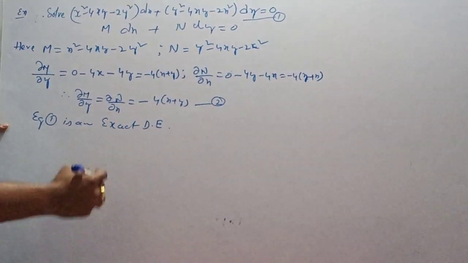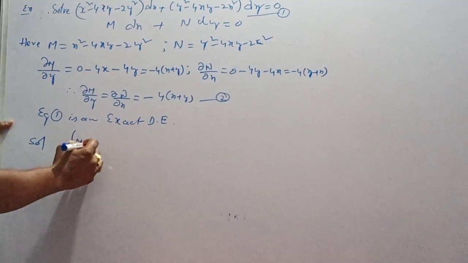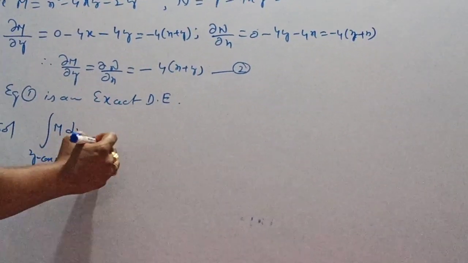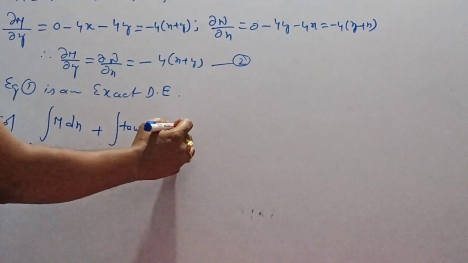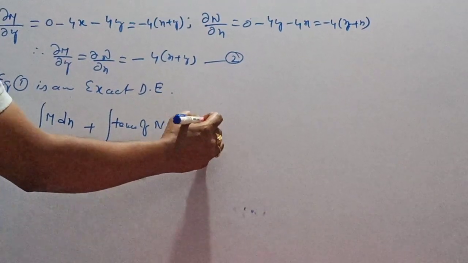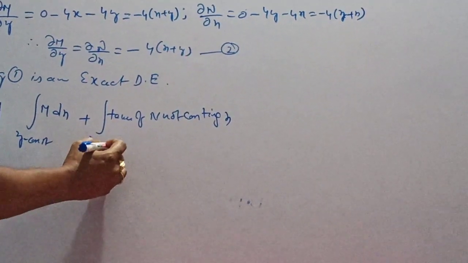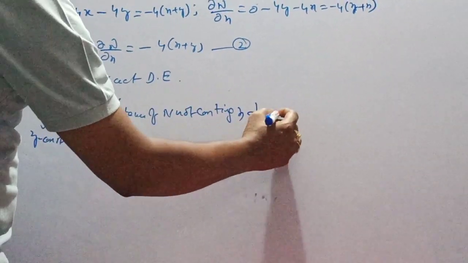We know the solution for an exact differential equation is the integral of M dx, where y terms are constant, plus the integral of the terms of N not containing x, so here y alone as a function, into dy, equal to constant.